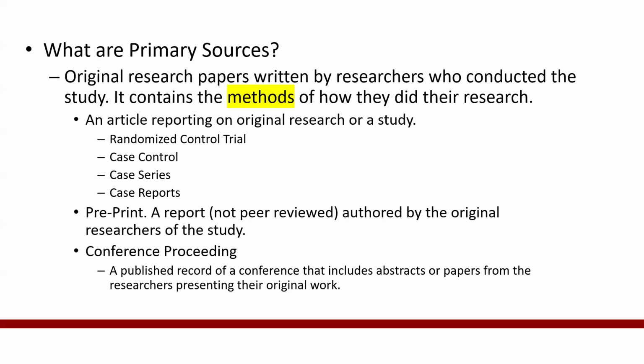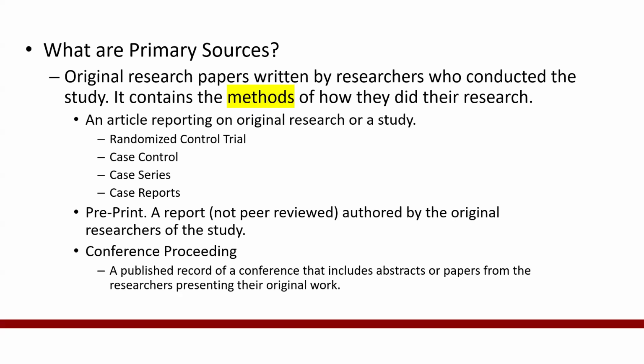It's original research papers written by researchers who conducted the study. It's usually the authors who conducted the study. How do you know? It usually contains a methods section of how they did their research. It's represented by a published article reporting on original research or a study. Can be in the form of a randomized control trial or a case control or a case series or a case report. Can also be a preprint.